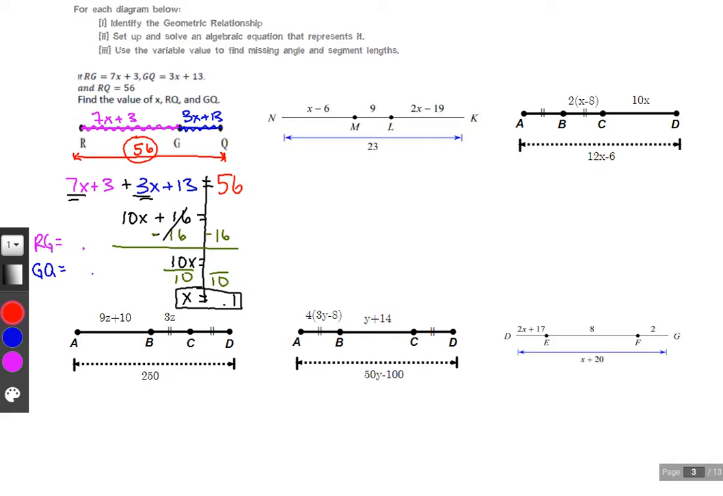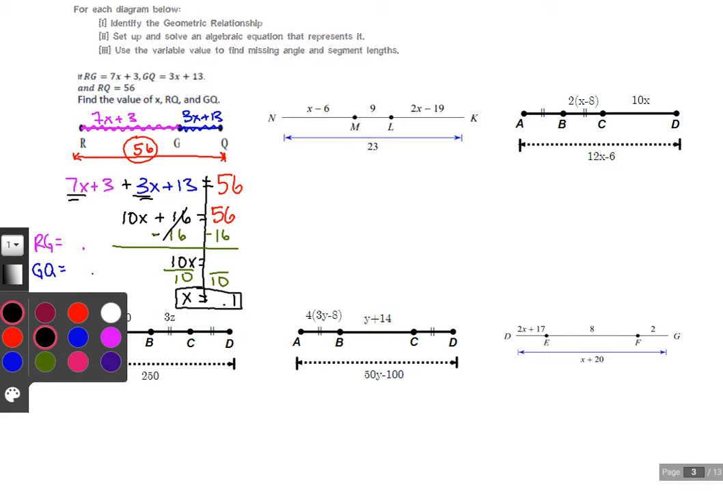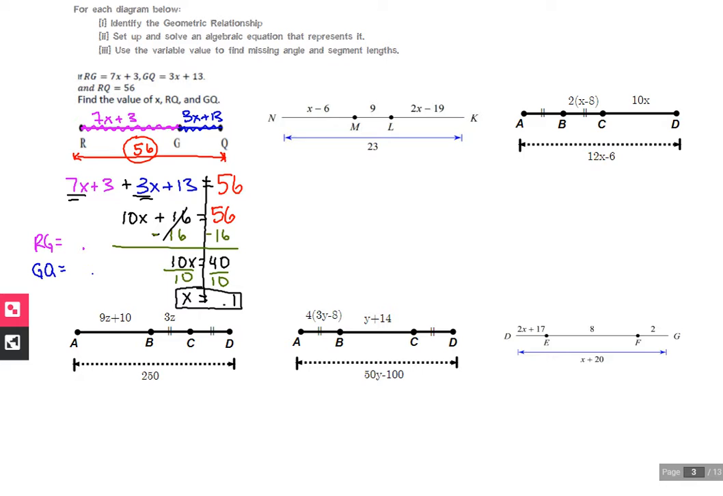So 56 minus 16 should be, let's see, 0, 5 minus 1 is 4. Should be 40, which means the x value should be 4. All right, okay, so the decimal in this case was wrong, but sometimes it's not.